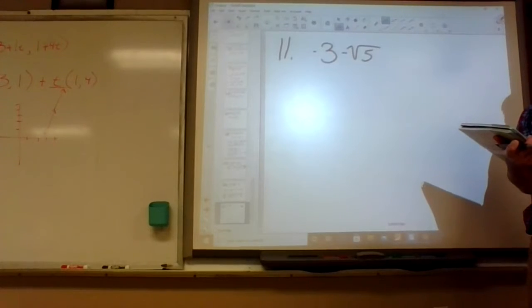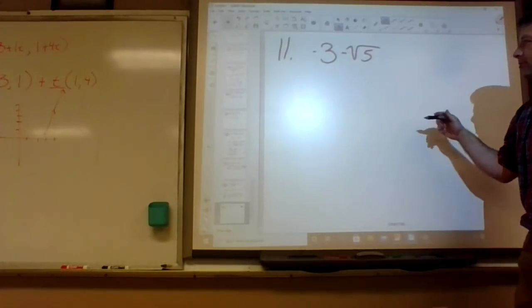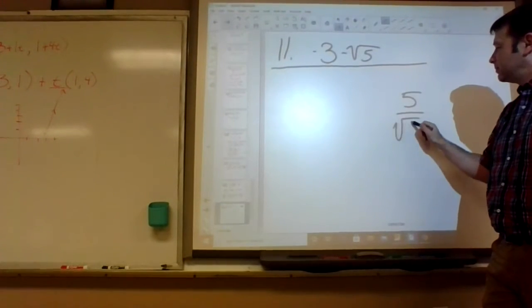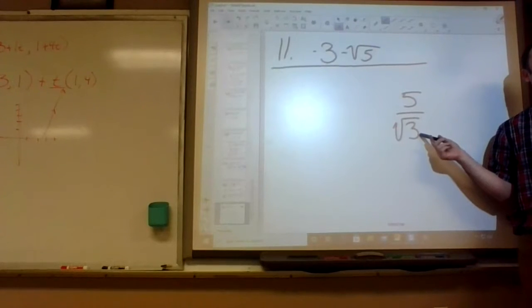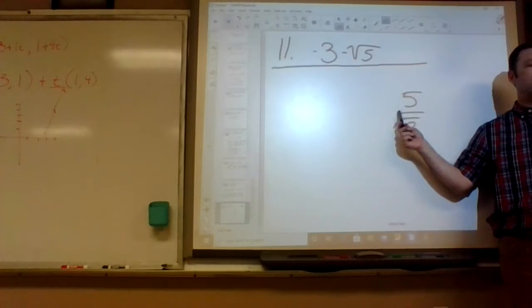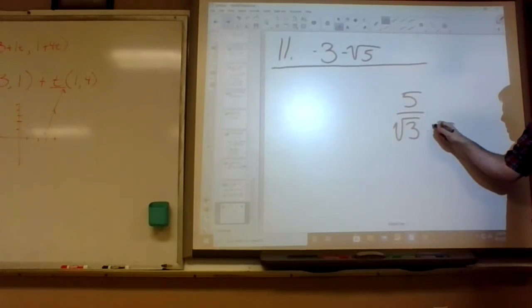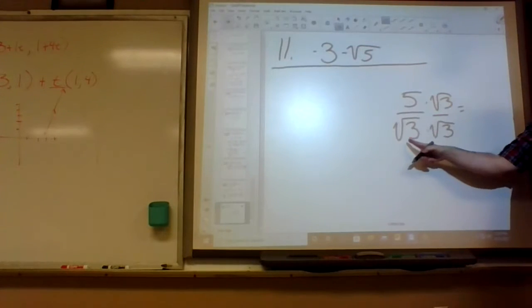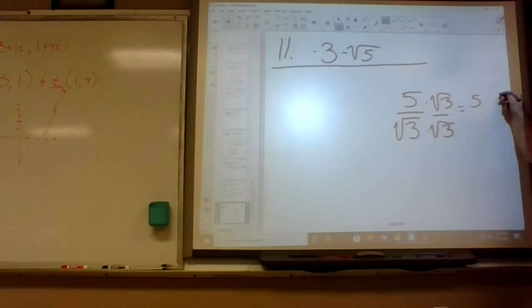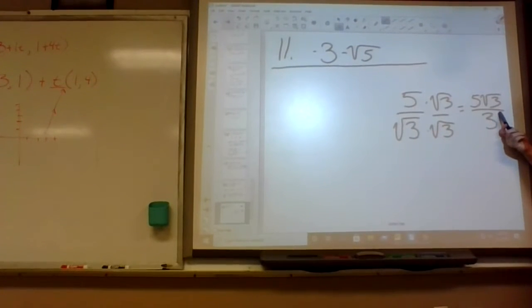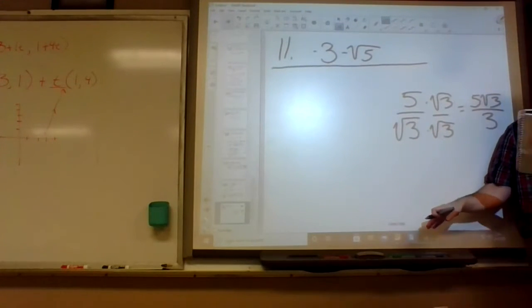Okay, number 13. Before I do 13, let me go back in time a little bit. I don't remember what day this was. Do you remember when we had a square root on the bottom, we were not supposed to leave it on the bottom? And you remember how I fixed it? Times that, so it's just 5 square root of 3 over 3. This was probably sometime last Thursday or something. So you're not supposed to leave a square root on the bottom is the point.